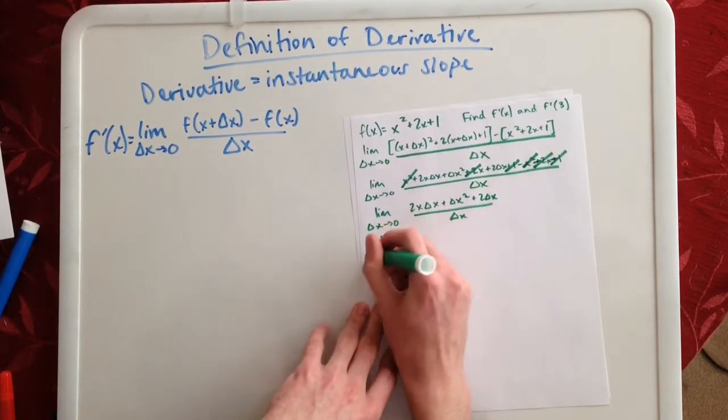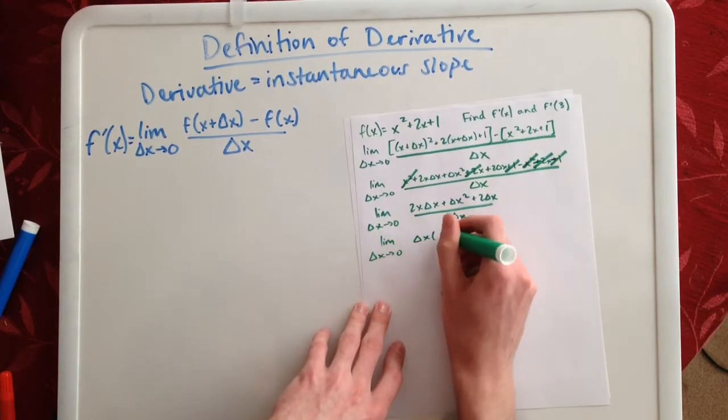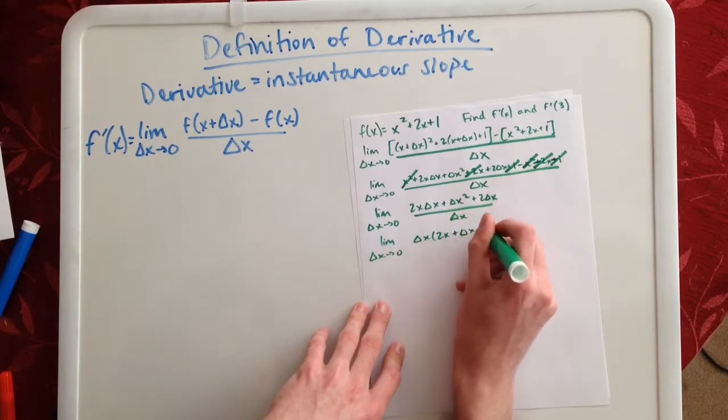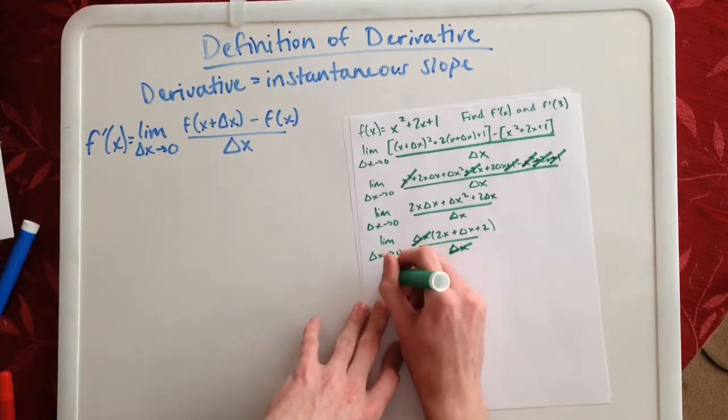I can simplify that to take out a delta x: delta x times 2x plus delta x plus 2, divided by delta x. Cancel these delta x's.